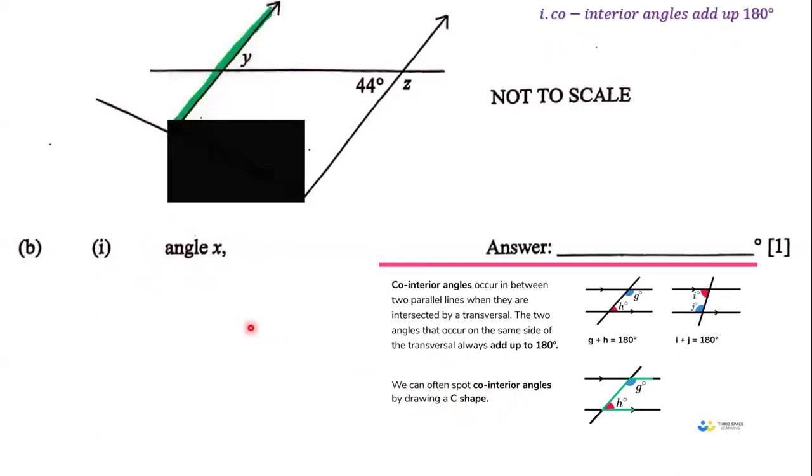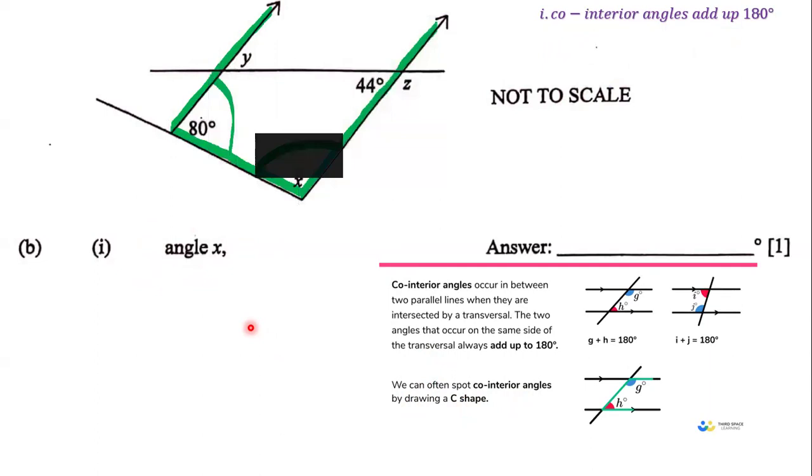We have this line right here, this one here, and this one here. And so here we have a C shape that is drawn. Notice that we have a parallel line, then we have a parallel line, and then we have a transversal, which intersects the two parallel lines. And notice that this angle right here, whose size is 80 degrees, and angle X, they are indeed co-interior angles.